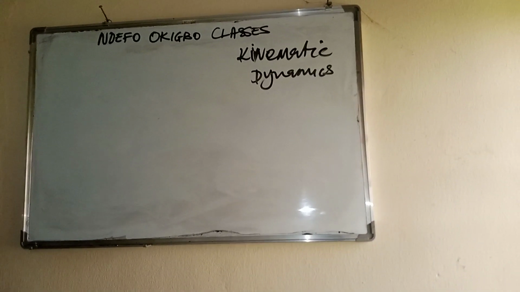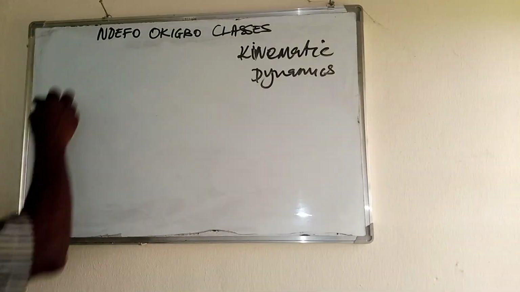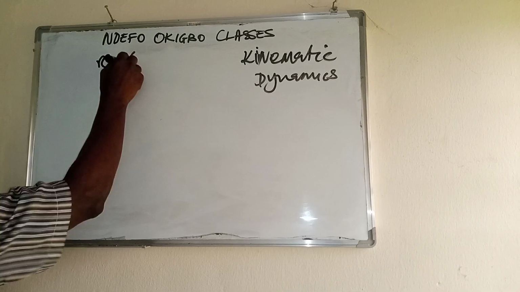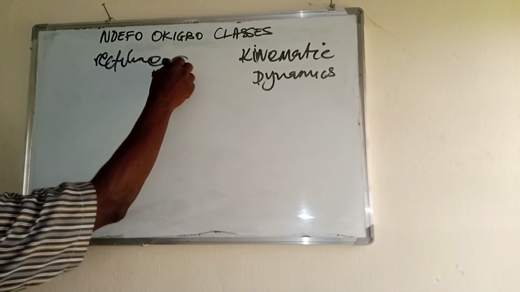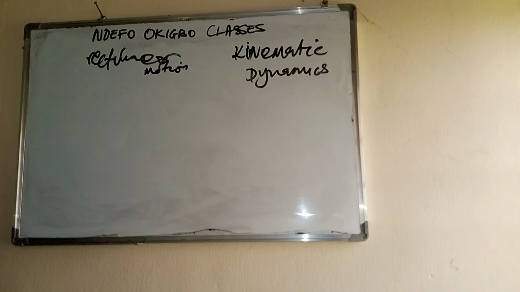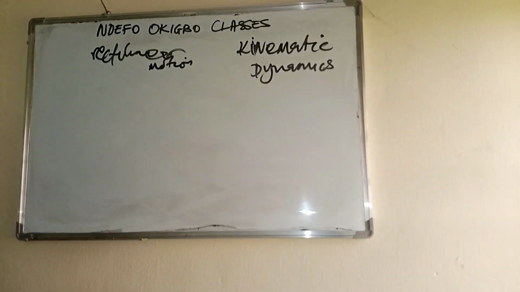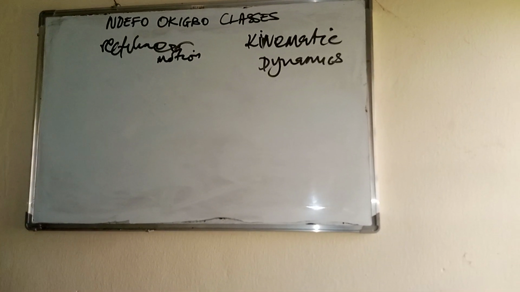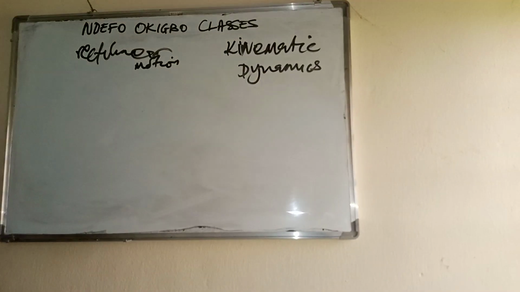Now, the motion we are talking about could be in a straight line, or it could be in a curve. When it is in a straight line, we say it is rectilinear motion. While the other, in a curve, is called curvilinear motion.